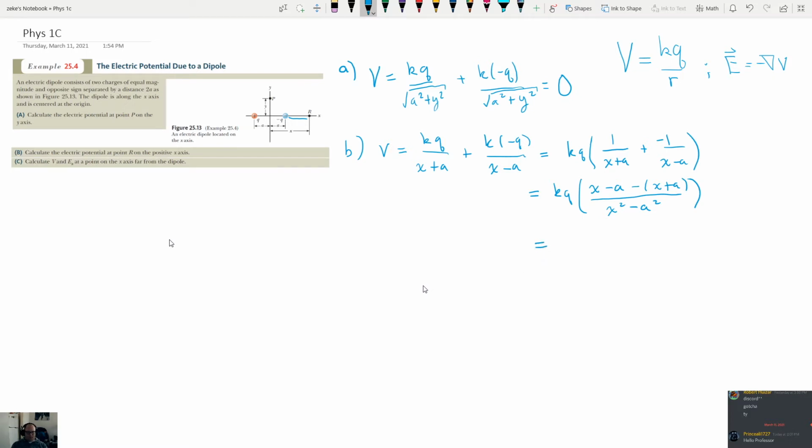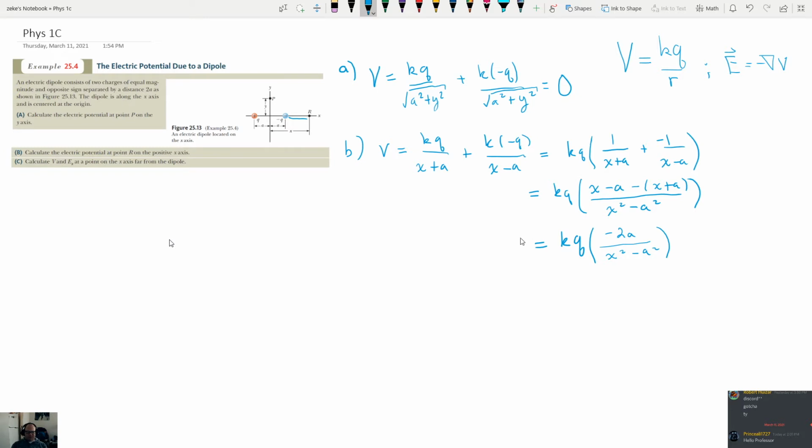All right. And then we can simplify the numerator, because the x's cancel: x minus x. And we'll have negative 2a in the numerator. So it'll be negative 2a. Does that look right? Anyone have any questions?